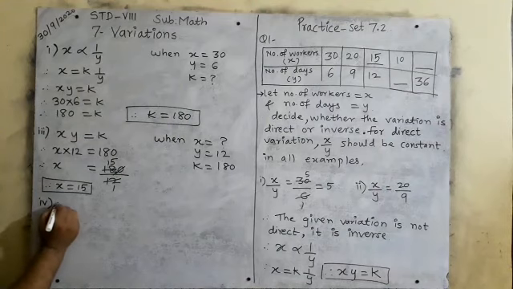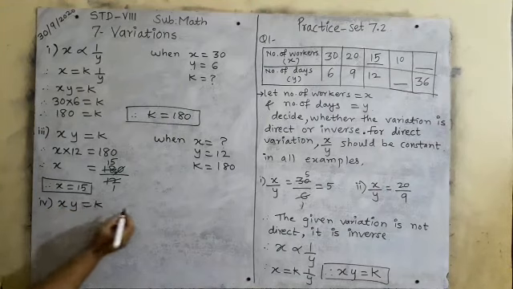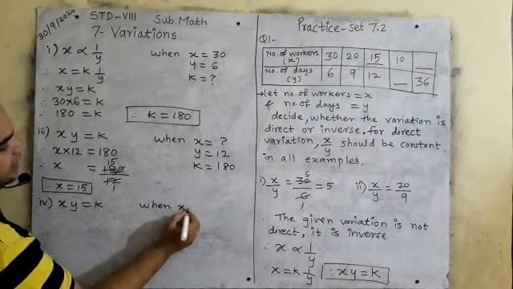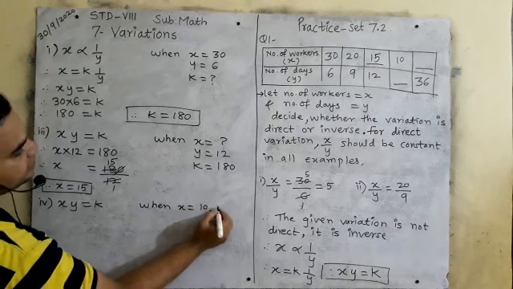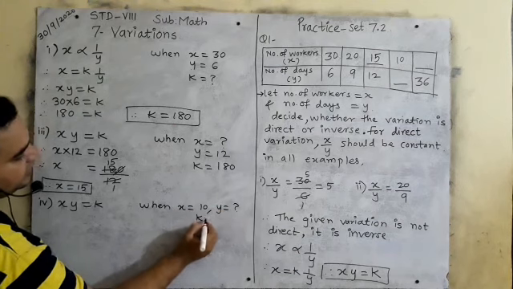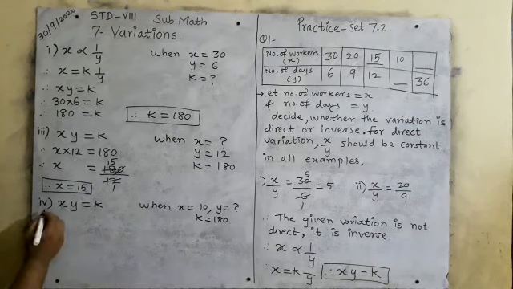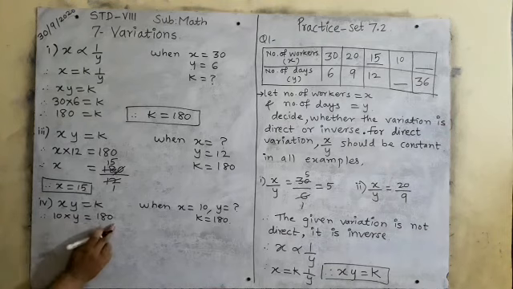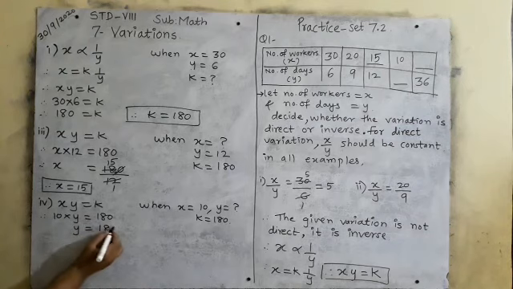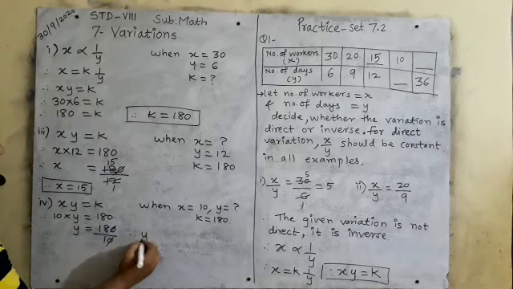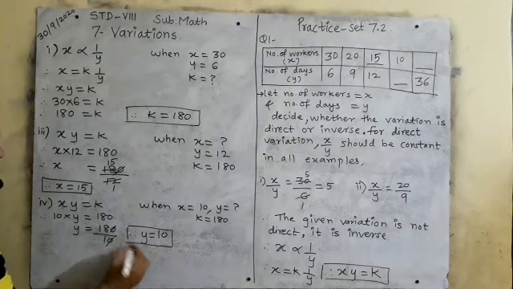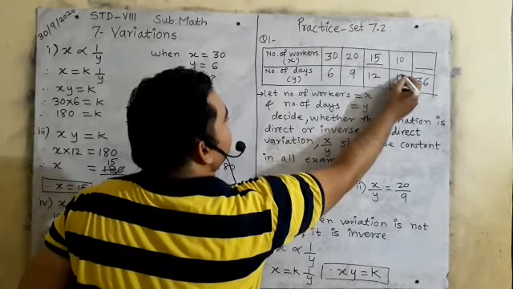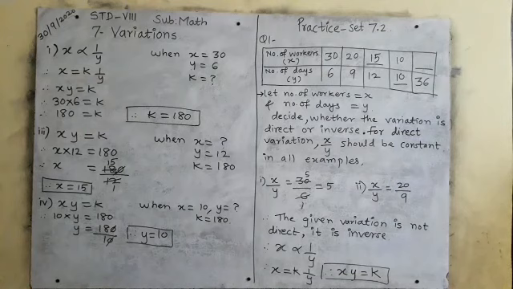Is it clear? Now the fourth column: I will utilize xy is equal to k when x is equal to 10, y is equal to a question mark, and k is equal to 180, right? So we will solve this. 10 times y is equal to 180. This 10 is in multiplication form, so it will go there in division form, upon 10. So this 0 gets cancelled. What remains? y is equal to 18. Is it clear? Very simple and very easy.